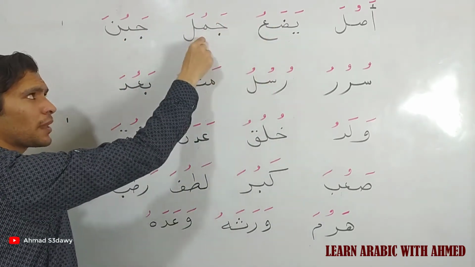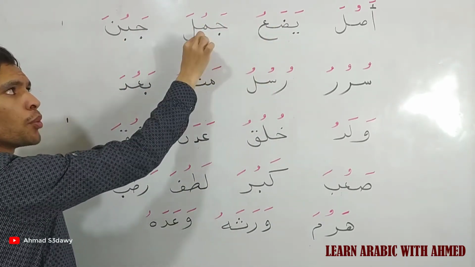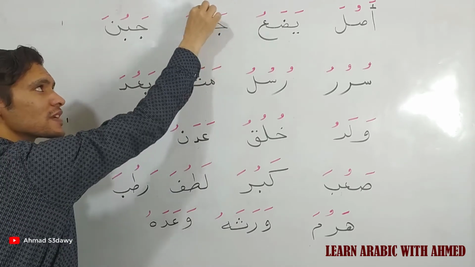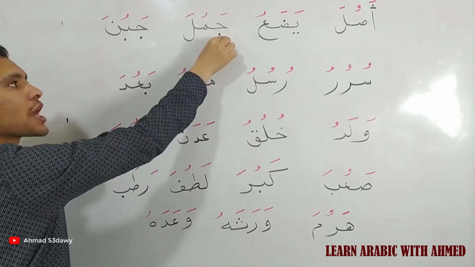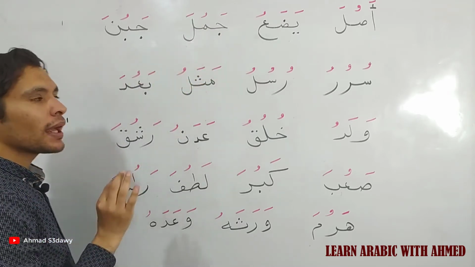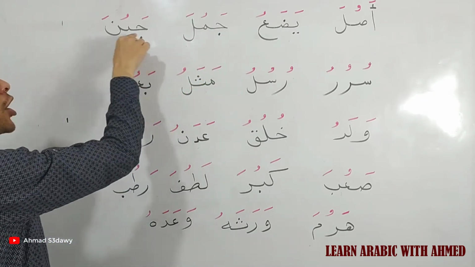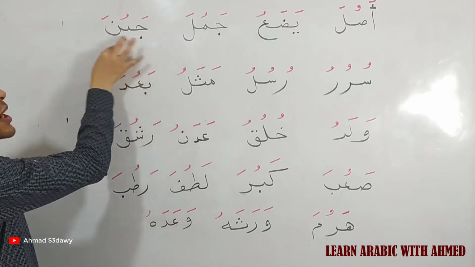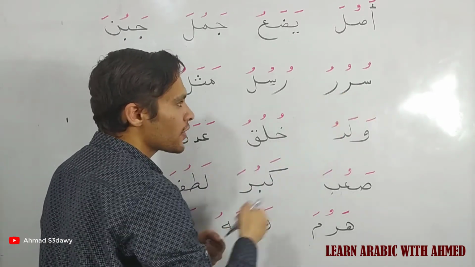So this is jim, mim, lam. Ja, mu, because there is dhamma. So ja, mu, la. Jamula. Here, jabuna. This is the bridge right there.